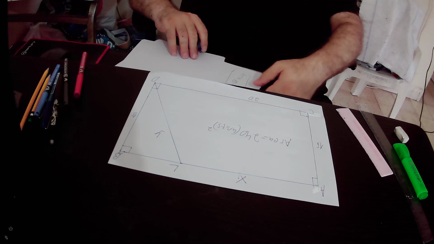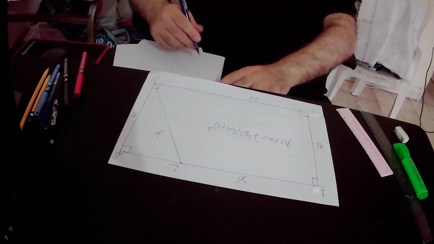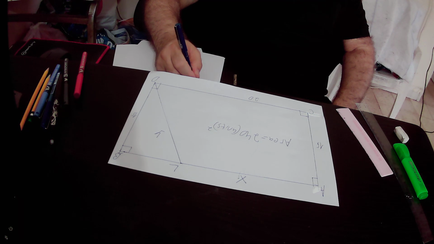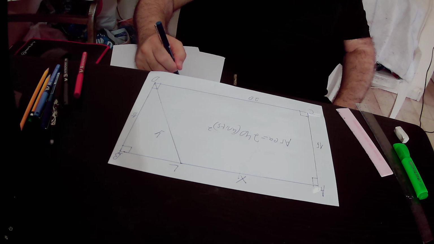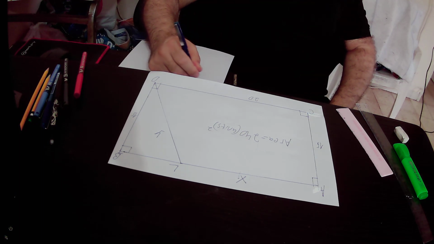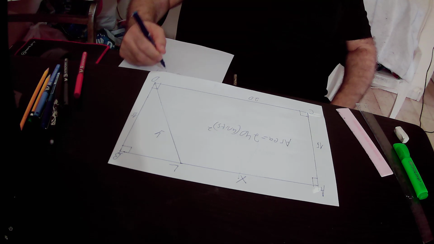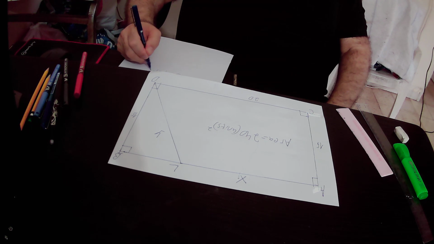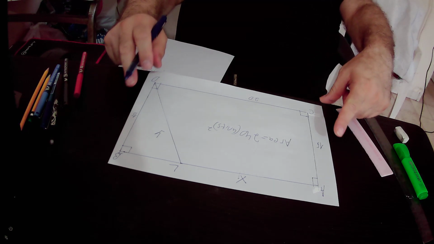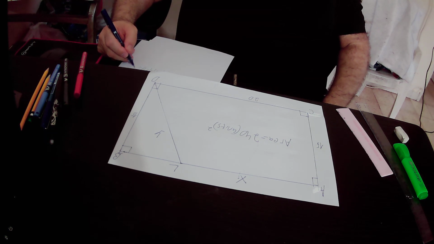Okay, so the area of rectangle ABCD equals the length of the rectangle, that is 20 units, times the width of the rectangle, that is 15 units, so the area of rectangle ABCD will be equal to 300 units squared.